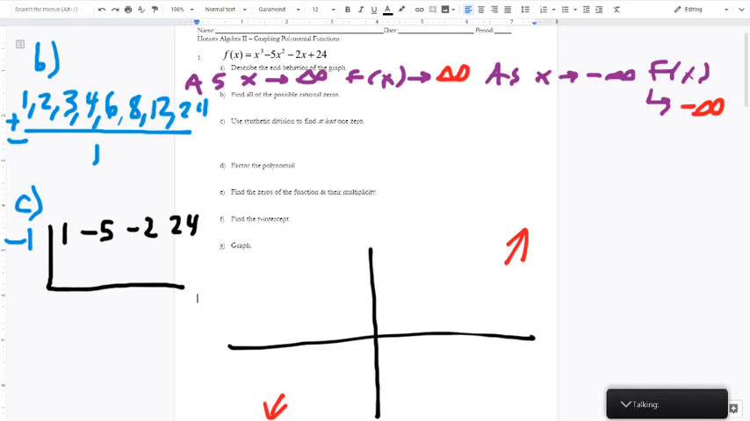So we're going to go with negative 1. So we multiply, we get negative 1. Add, we get negative 6. Multiply, 6. Add, 4. Multiply, negative 4. Add, 20. Alright, the remainder isn't 0. So negative 1 doesn't work. Alright, so now we're going to try 2.